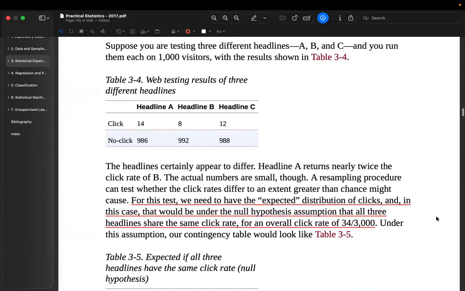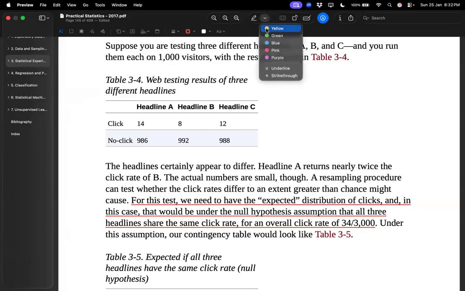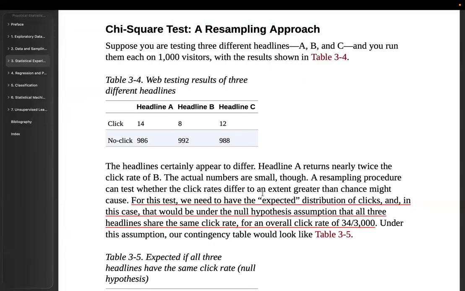A resampling procedure can test whether the click rates differ to an extent greater than chance might cause. This is our test, the chi-square test. So what does the chi-square test do? Let me highlight this before I forget. A resampling procedure can test whether the click rates differ to an extent greater than chance might cause. We'll actually see that.